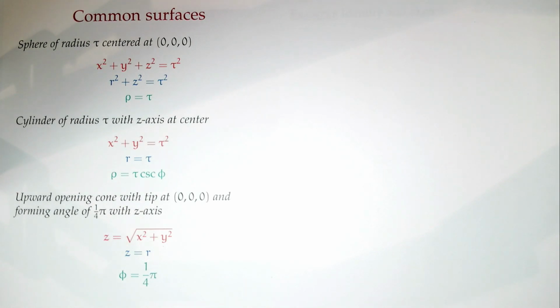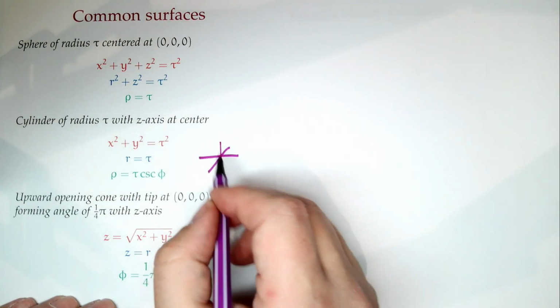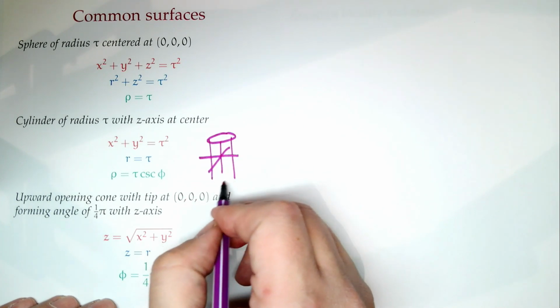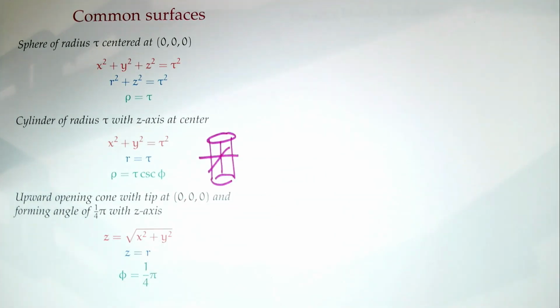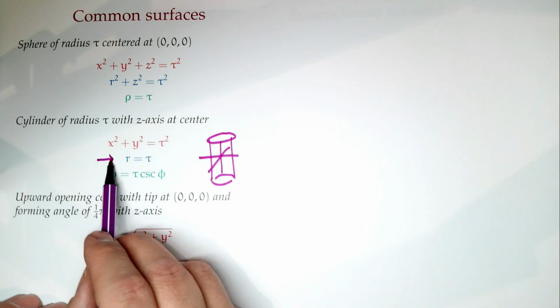All right, what if I want to have a cylinder of radius tau where I'm centered on the z-axis? So again, the picture, my z-axis, that's the part going straight up and down, and I have some cylinder where if I were to look where the center of that cylinder is, it's right in the z-axis. Okay, how do I describe it? Well, we've already talked about in our cylindrical coordinates, r equals tau.